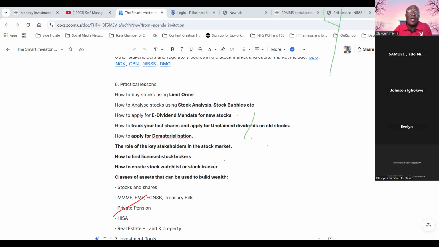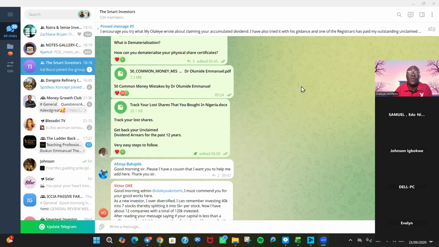So on the Smart Investor Telegram group, are you seeing my Telegram group? Can you see it? No, sir, still on the menu. Okay, on the menu. Let me share this new screen. Sorry, sir, you were talking about recovering old stocks. Yes. Can you see my screen now? Can you see my screen? Yes, I can see your Telegram screen now. Okay, sorry, somebody is trying to ask a question.